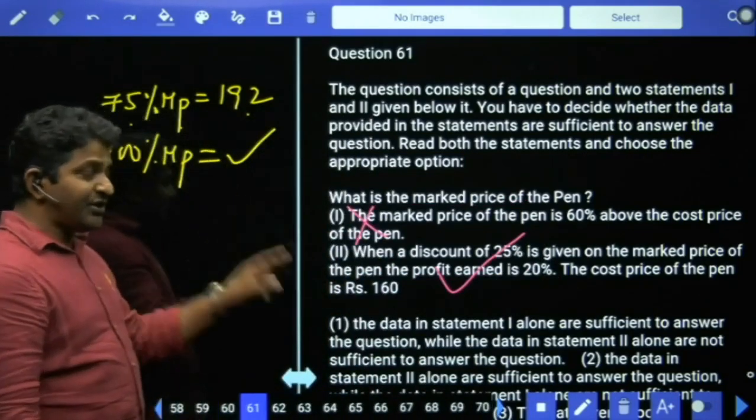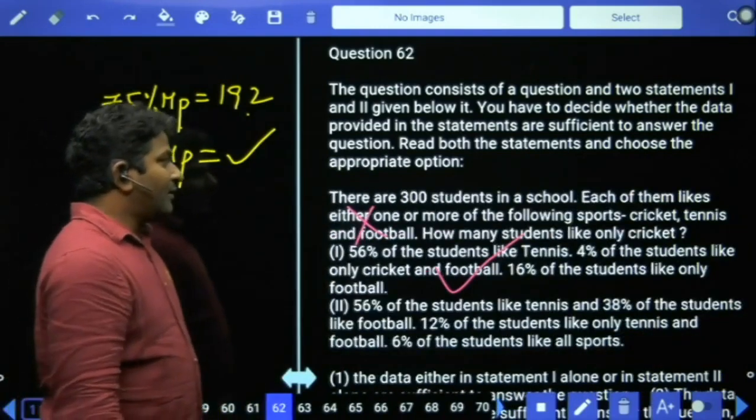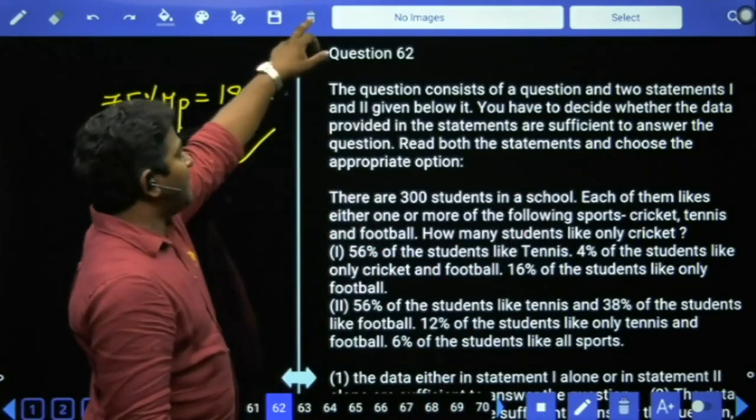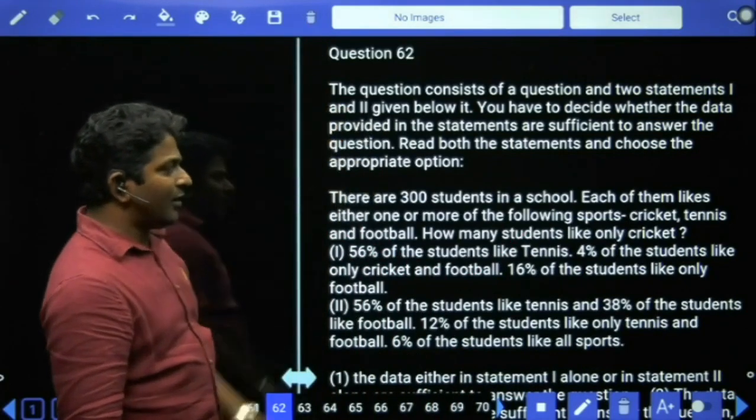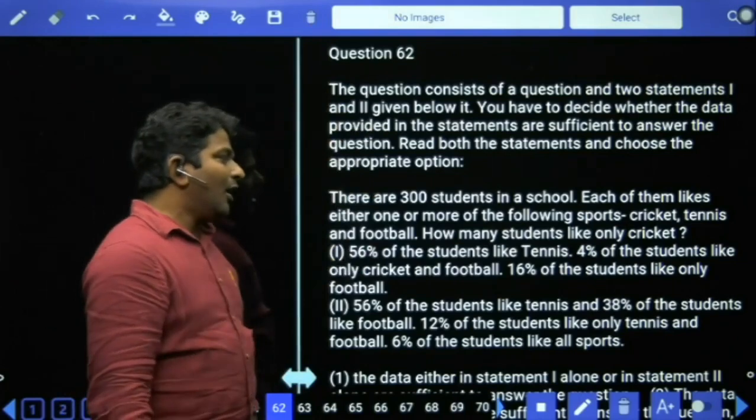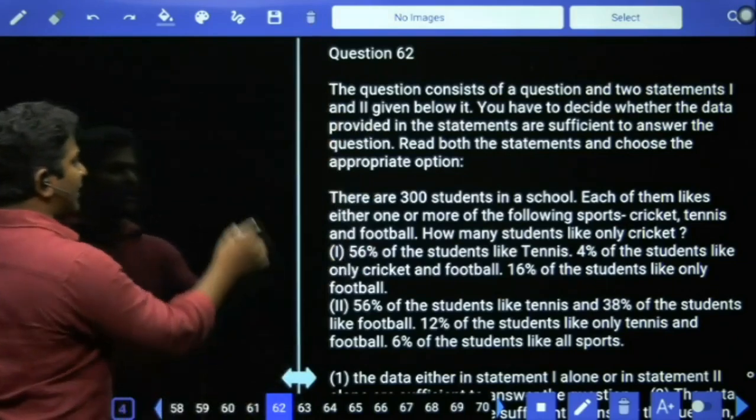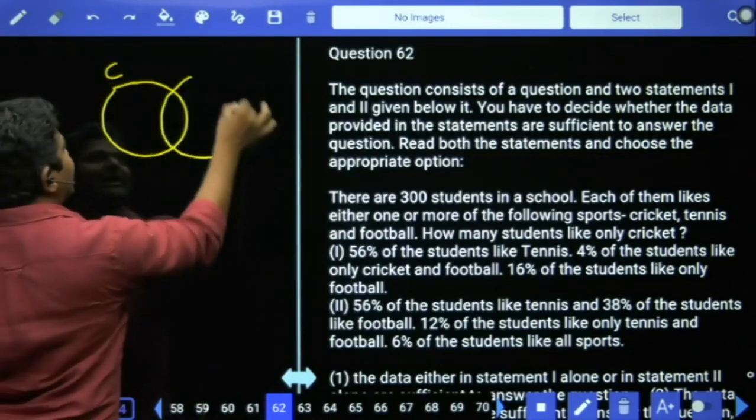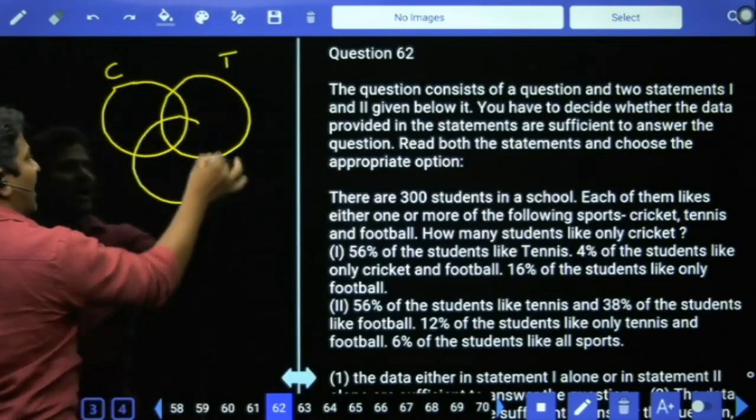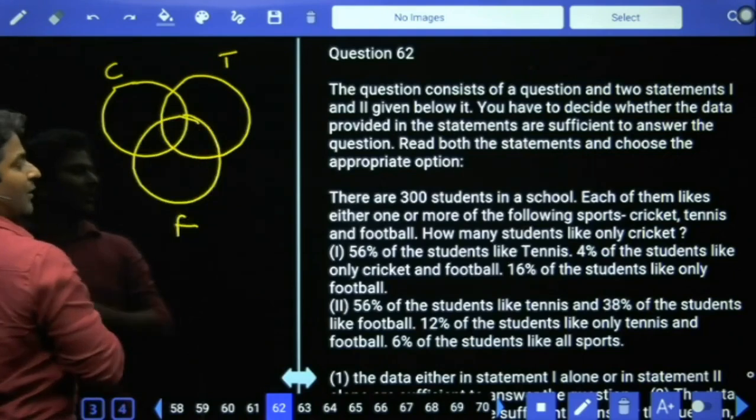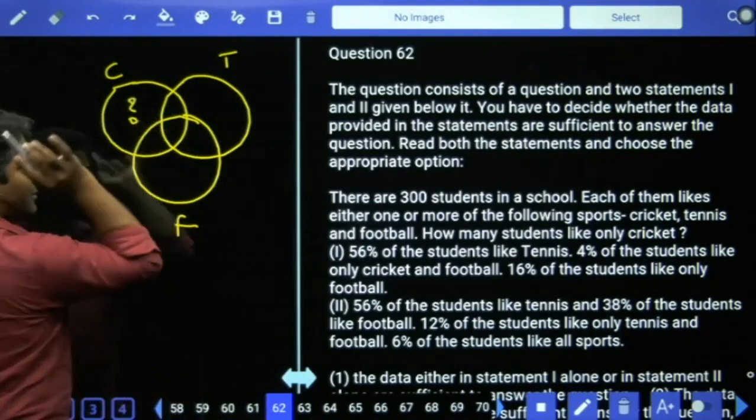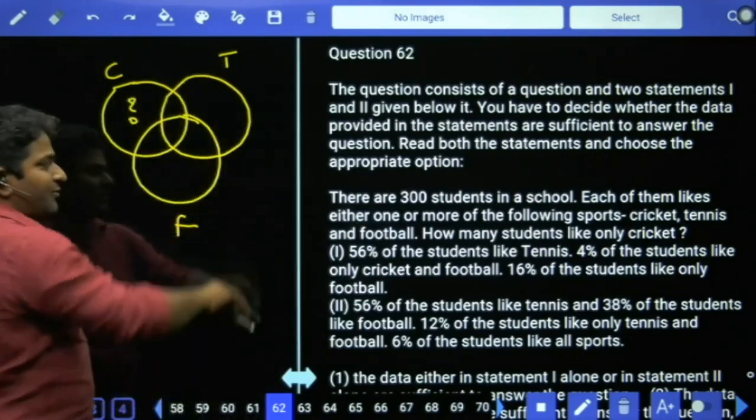This is data sufficiency. There are 300 students in a school. Each of them likes one or more of the following sports: cricket, tennis, football. How many students like only cricket? Cricket, tennis, and football. We were asked to calculate how many like only cricket. This part is how much? So total number of students is 300.